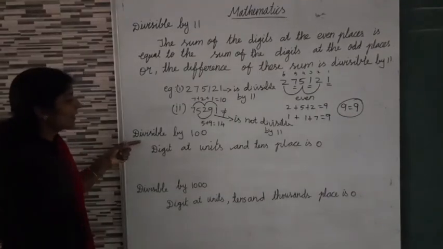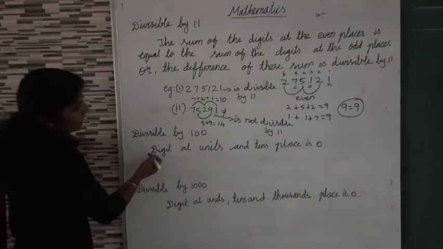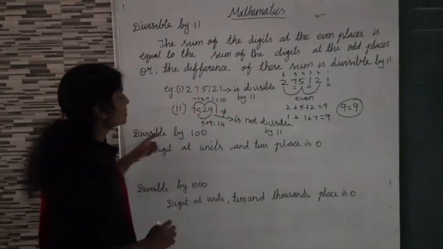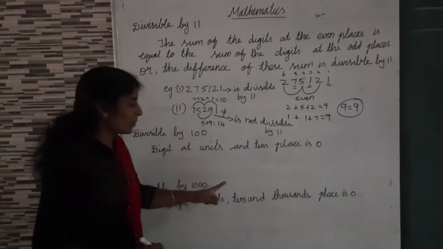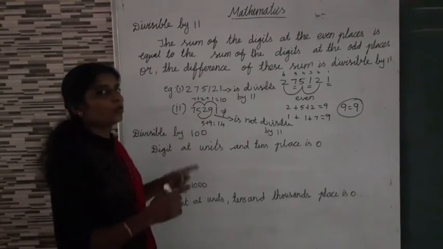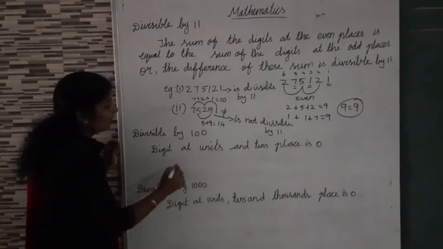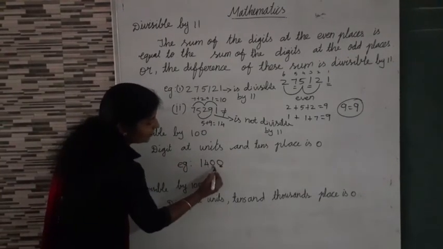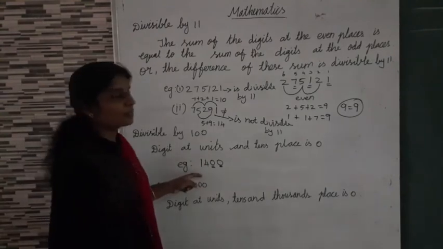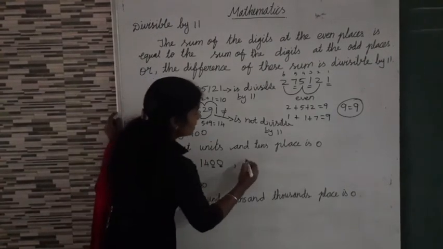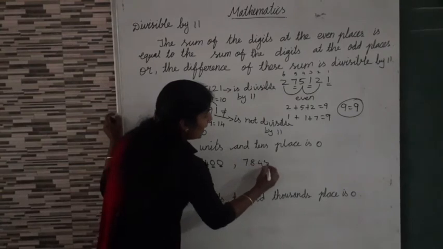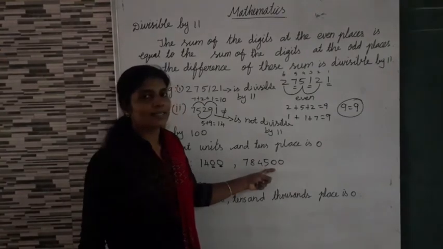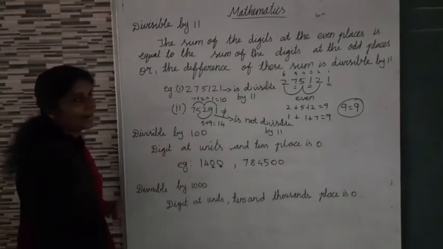Okay. Now divisible by 100. Digit at units place and tens place is 0. Divisible by 10 means unit place 0. Divisible by 100 means unit place and tens place also 0. For example, we can write 1400. Ones place and tens place 0 means this number is divisible by 100. Then again example 7, 8, 4, 9, 5, 0, 0. Ones place and tens place 0 means that it is divisible by 100.